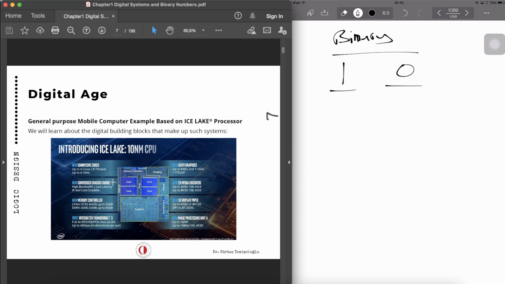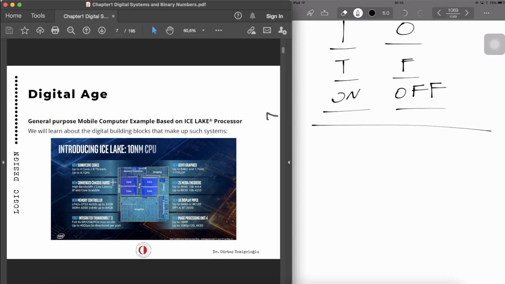This is also known as true or false, or maybe on and off. So these are all acceptable terminologies that we can use for 1 and 0. But why? Why is it 1 and 0? To be or not to be, or something else? Now, this is coming from the physics. This is coming from the physical phenomena.